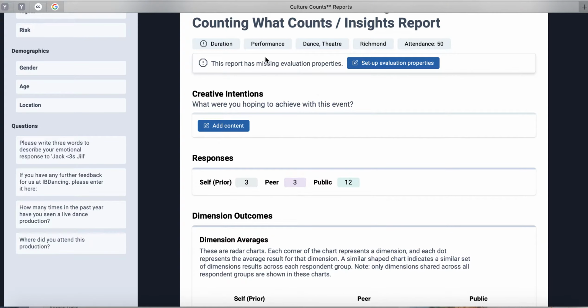So the first thing you'll see are the evaluation properties. If you have not completed your evaluation properties, you will be prompted to do so, as you can see here. Okay, so I have completed most of them, but not that final one, the duration one. So if I were prompted to do this, I would simply click on Set up Evaluation Properties.